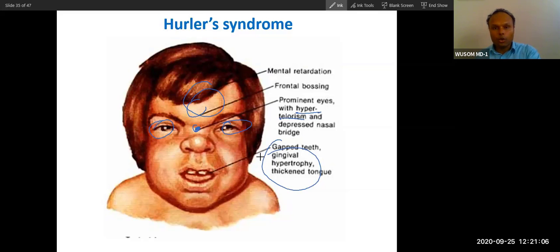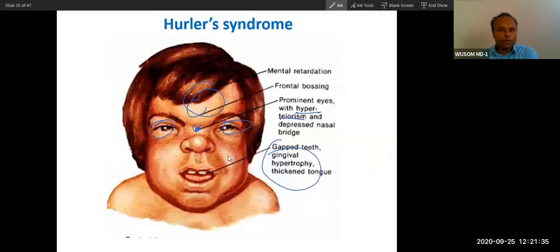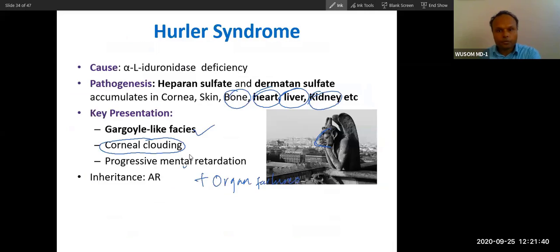iduronidase. Okay, so you can say this is actually a spectrum of syndromes. You don't need to remember this in detail, but the very attenuated form is called Scheie syndrome, and the very severe form is called Hurler syndrome. Just for information, these are a spectrum of disorders. Sometimes you will see Hurler syndrome with very mild presentation. This is called Scheie syndrome, and in between it is called Hurler-Scheie syndrome. That is why I have written here Hurler, Hurler-Scheie and Scheie syndrome.